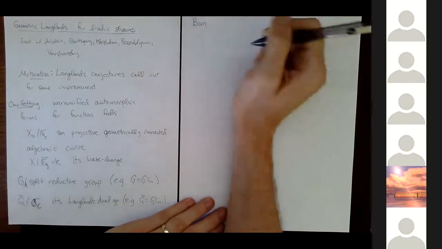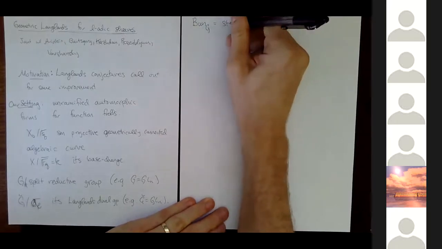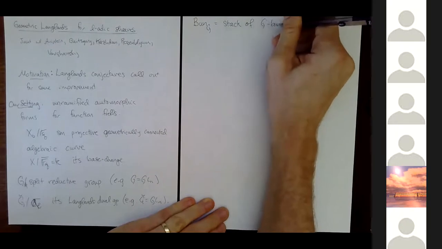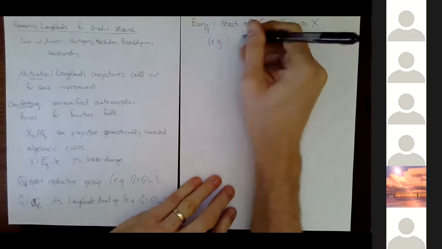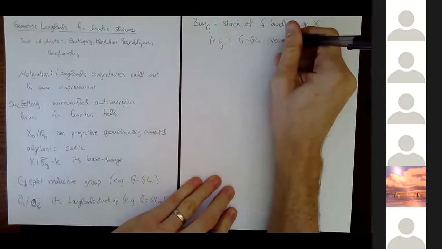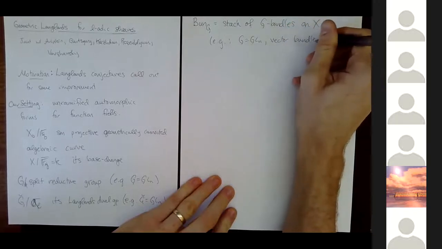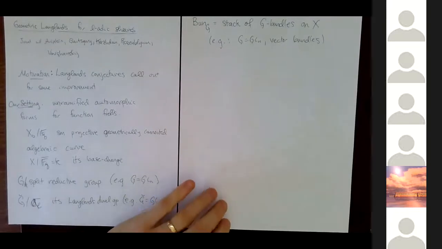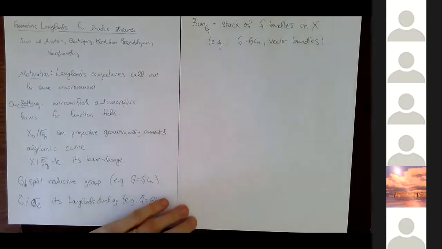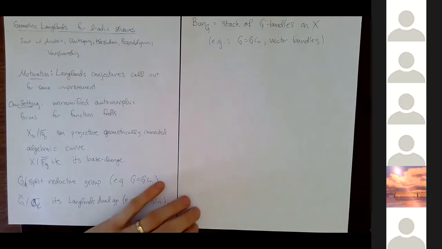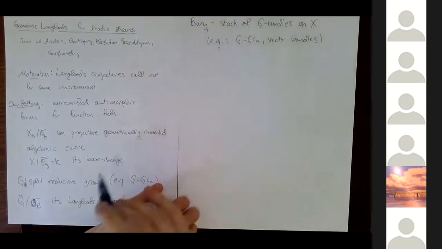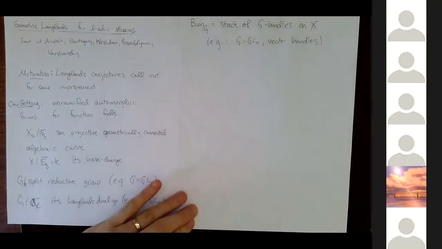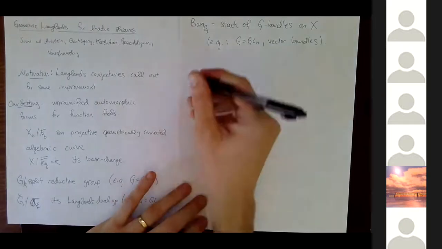I'm going to take Bun_G, the stack of G-bundles on X or X naught. For example, again, if G is GL_n, these are vector bundles. I consider arbitrary vector bundles, not just stable or semi-stable ones, and in that context it's important to work with stacks. In the case of GL_1, this is some version of the Jacobian. I allow line bundles that aren't just degree zero, and I consider it as a stack, so there are some automorphisms around, but otherwise it's built out of the Jacobian.